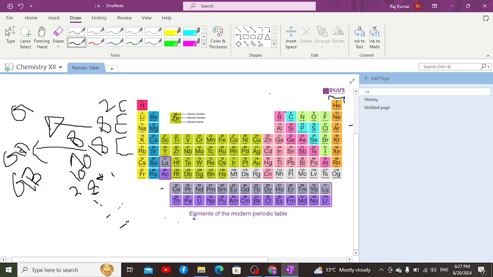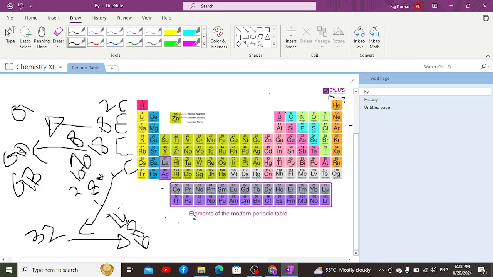They repeat properties after a certain period. On the other hand, we have the sixth period. In the sixth period, we have around 32 elements, as a result of which it is the longest period from now onwards. Apart from that, there are eight representative elements, 10 transition metals, and 14 inner transition metals.